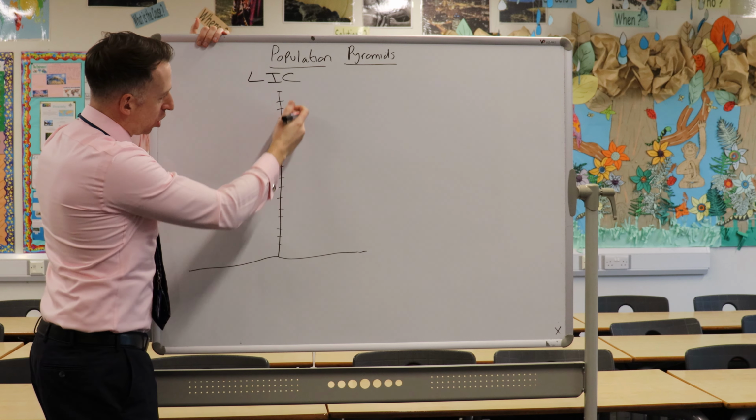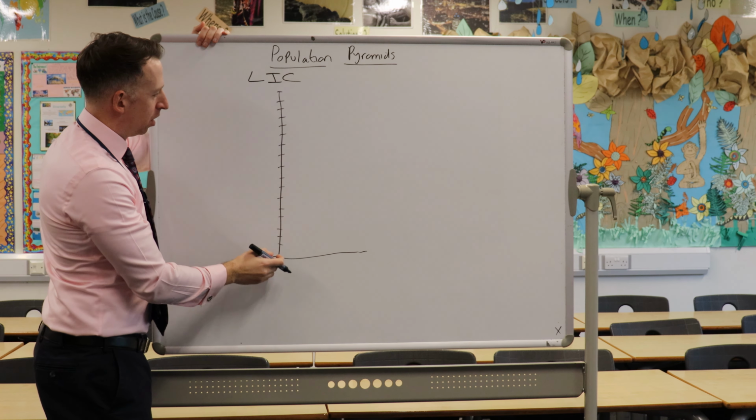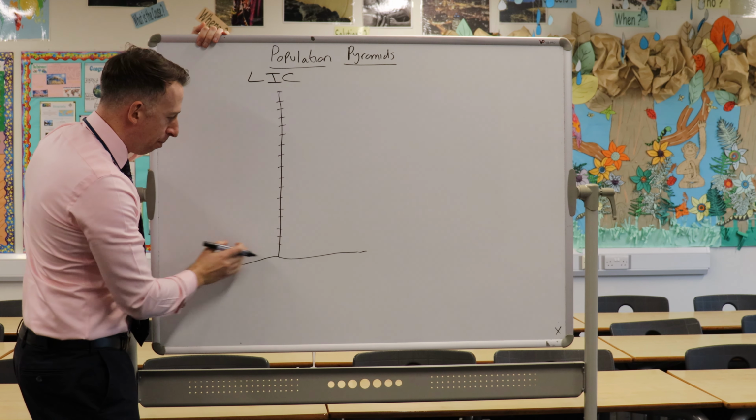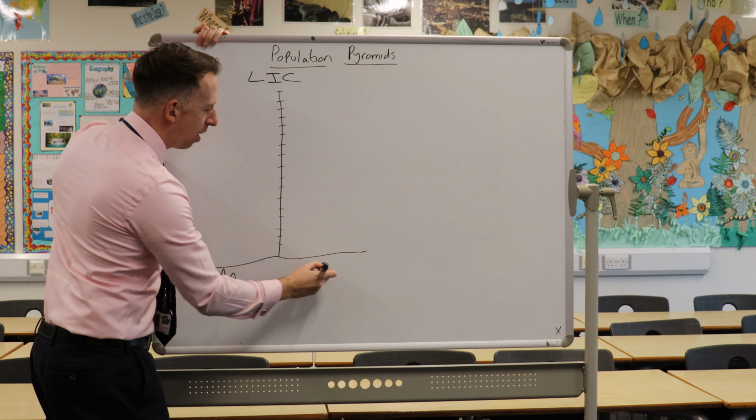Now firstly, you have the middle spine. This will be the age brackets of the population. On the bottom we have different genders. So we have male this side, female here.